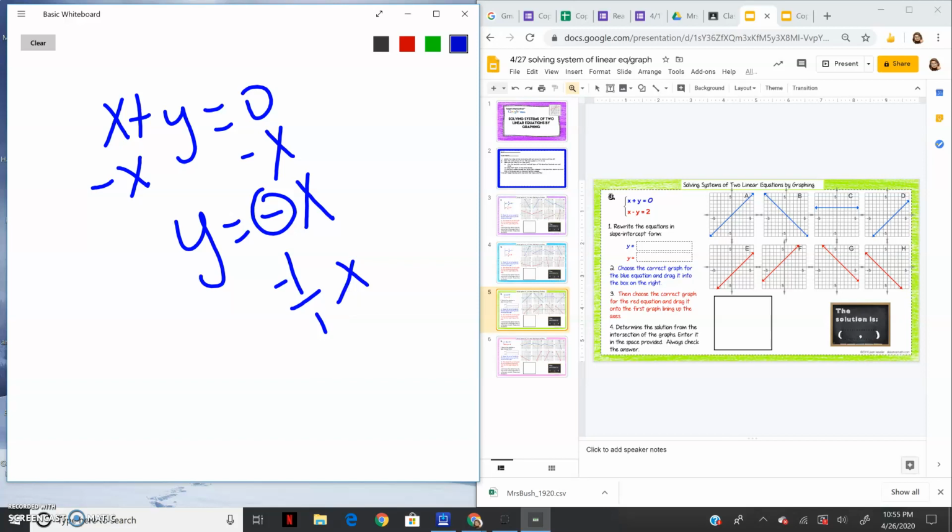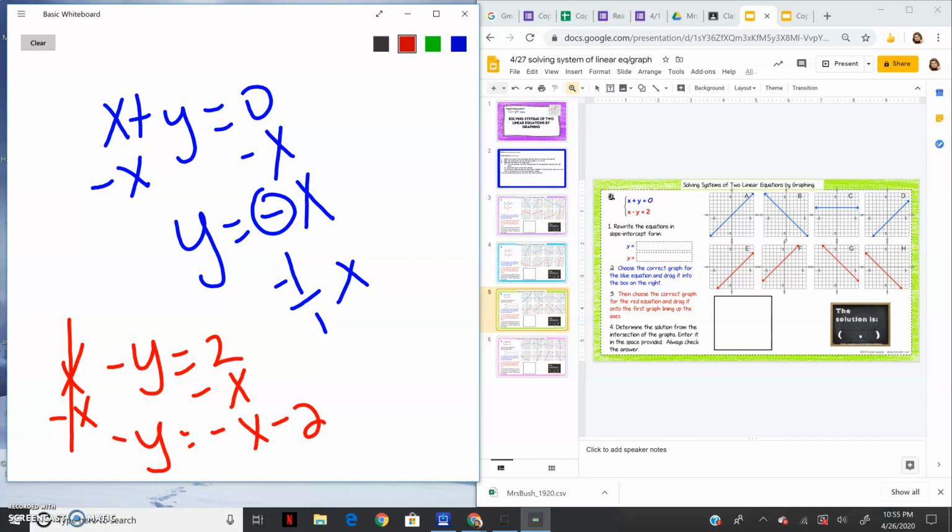And then you've got your other one that says x minus y equals 2. Then what you have to do is subtract the x to set it up in y equals mx plus b. Then you've got negative y equals negative x plus 2, but you have to divide by negative 1 on all these. So that just flips all your signs. Okay, so y equals positive x minus 2. That means we're going to go up 1 over 1, but start at negative 2.